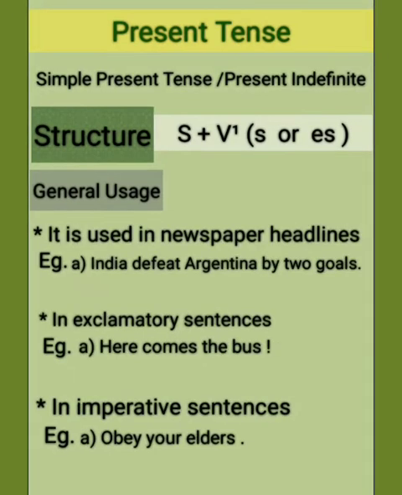This tense is also used in newspaper headlines. India defeat Argentina by 2 goals. Then it is used in exclamatory sentences and in imperative sentences. For example, here comes the bus. Sentence number 2, obey your elders.